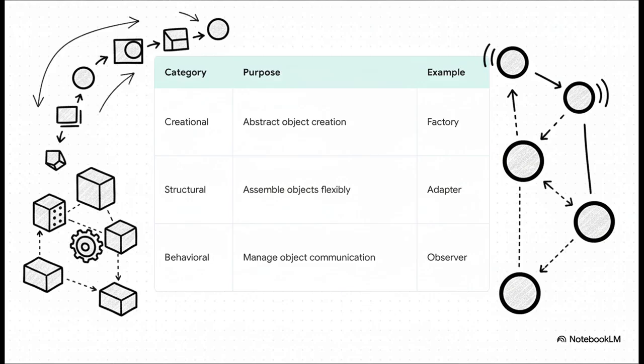Second are structural patterns. These are the architects. They figure out how you assemble different objects into bigger, more useful systems. And finally, you have behavioral patterns. These are the traffic cops, managing how all these different objects talk to each other and get work done. You don't need to memorize this chart, just know there's a logic to it.